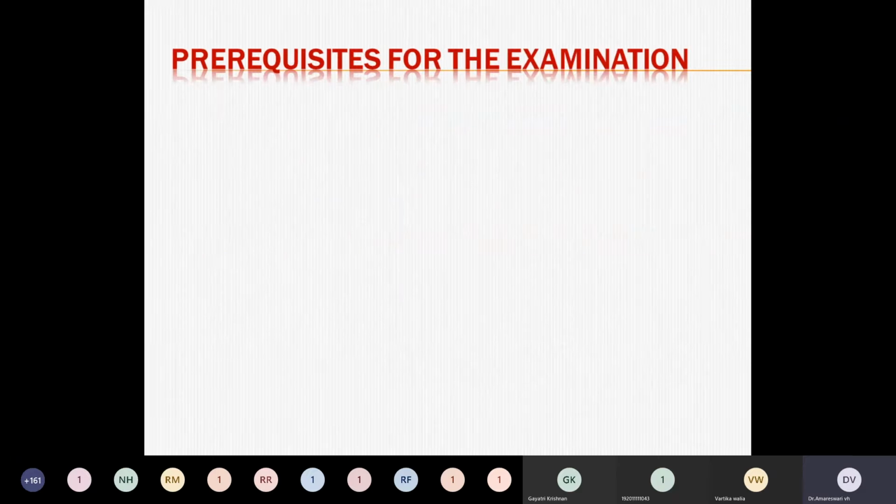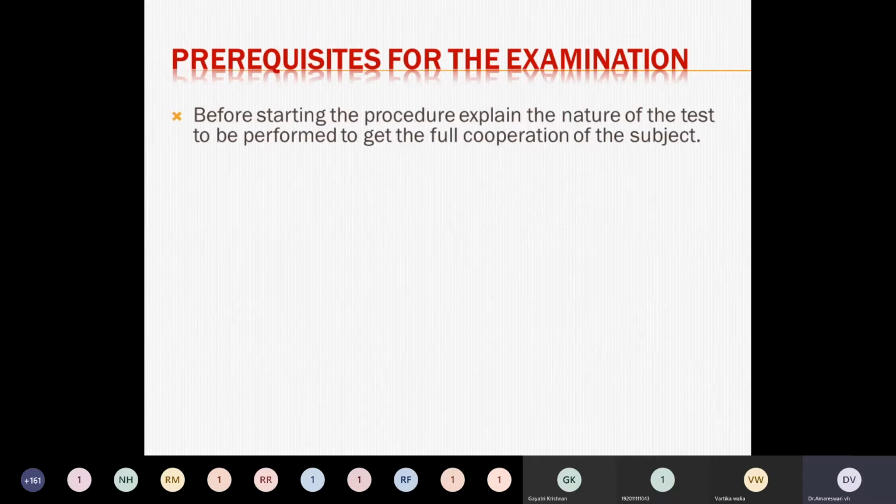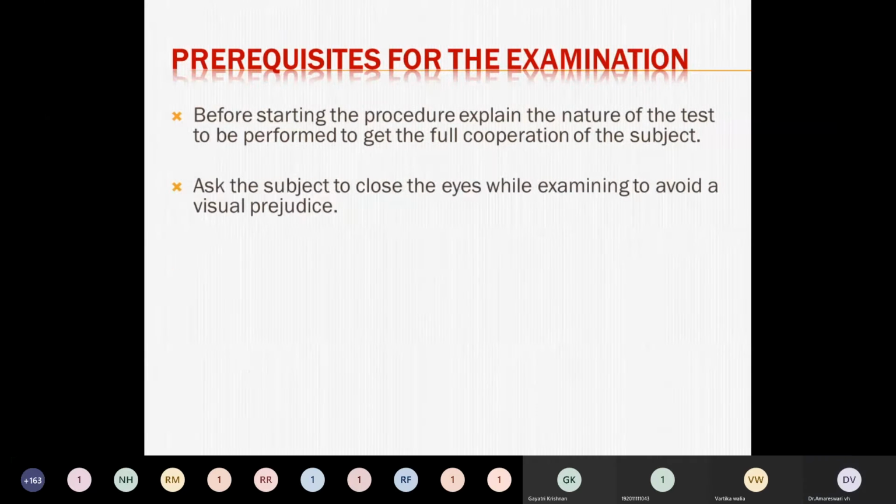Before doing this particular examination, there are some prerequisites. What are they? Before starting the procedure, explain the nature of the test to be performed to get the full cooperation of the subject. So explain the procedure properly and get the consent. Ask the subject to close the eyes while examining to avoid visual prejudice. With the visual sense, they will identify all the sensations, so remove that visual sense. Ask them to close the eyes when you're examining.